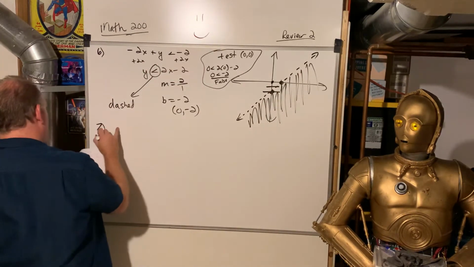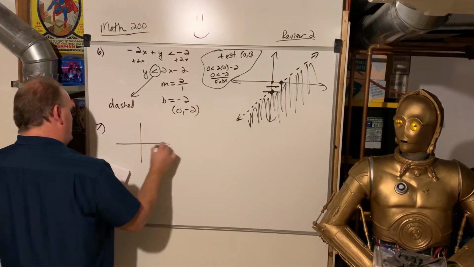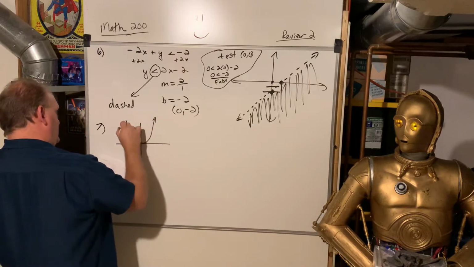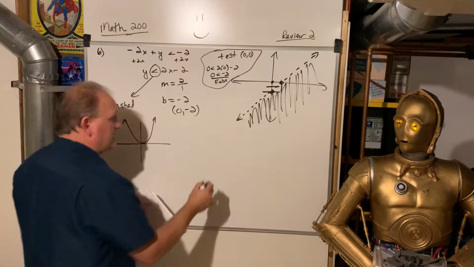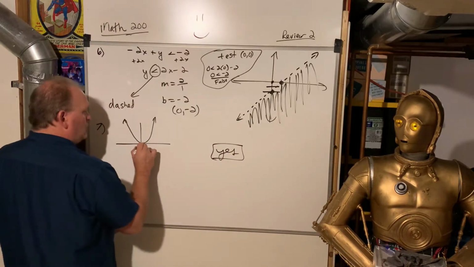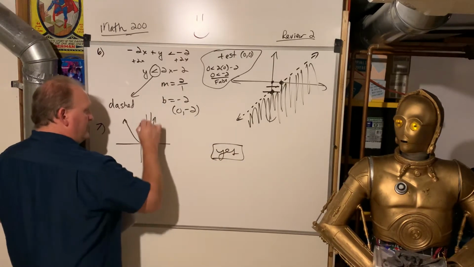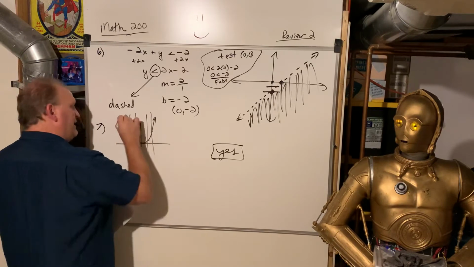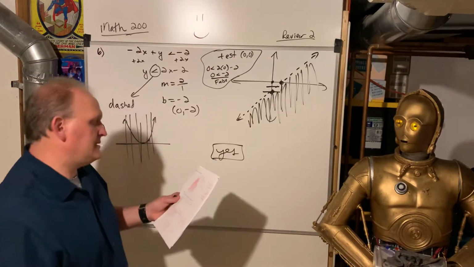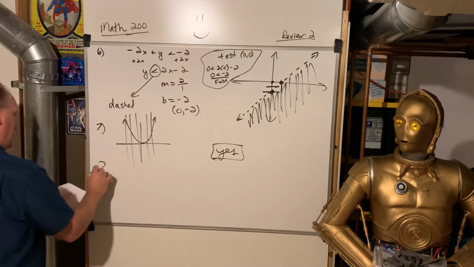All right, so 7, determine if this is a function. Yes, that is a function. That is a parabola. There's never one point directly above another point. If I draw vertical lines, it'll only ever hit it in one spot. That means it is a function. All right, number 8.